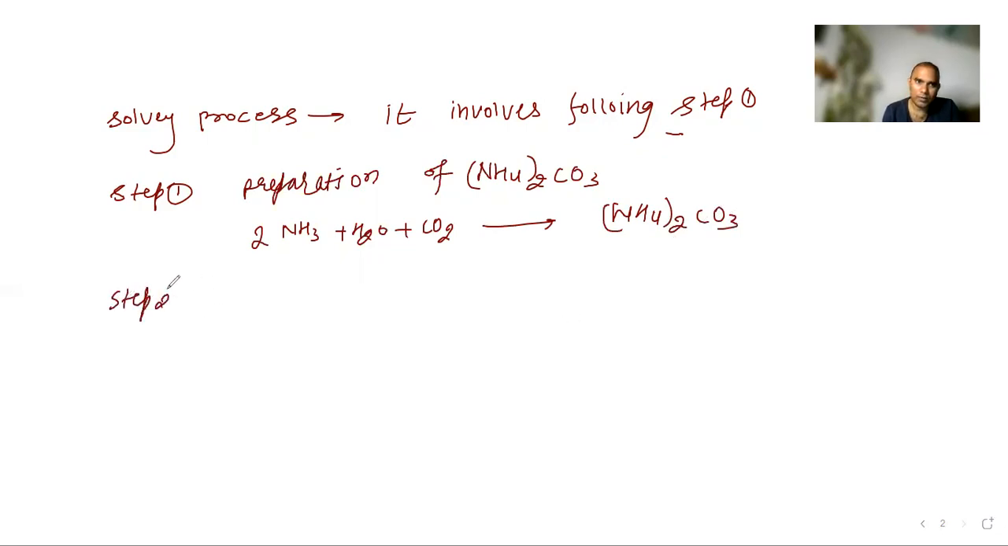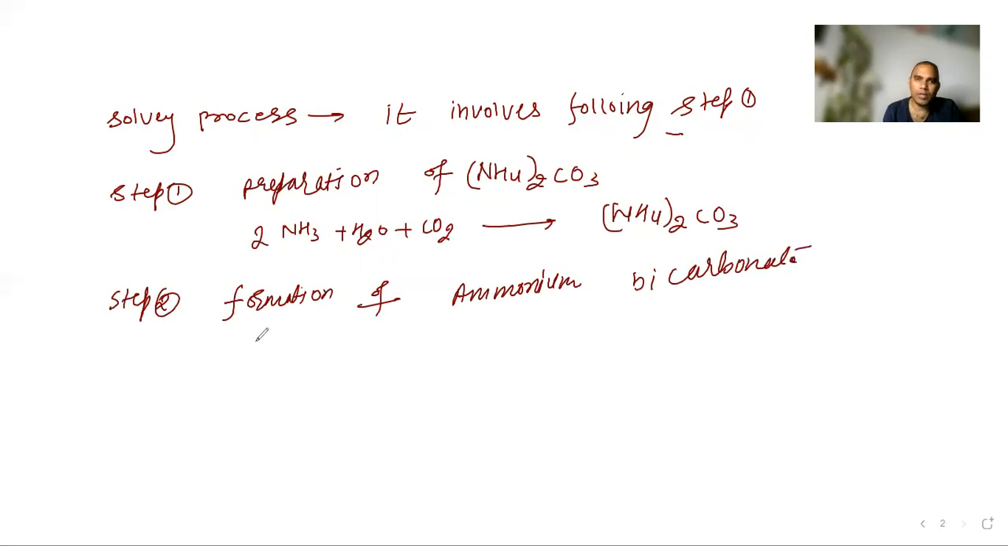Now step number two: formation of ammonium bicarbonate. In the second stage, you are going to prepare ammonium bicarbonate from ammonium carbonate. Same, we take (NH4)2CO3, and this one again you pass H2O plus CO2.